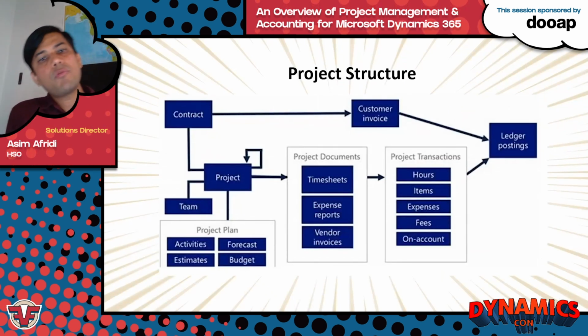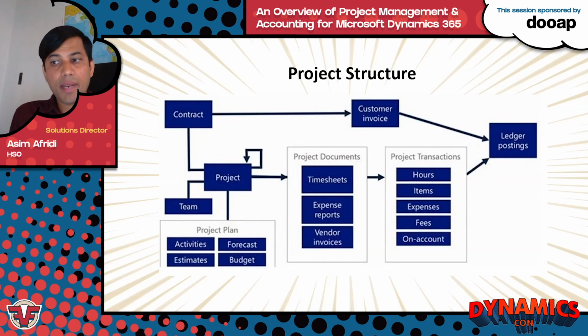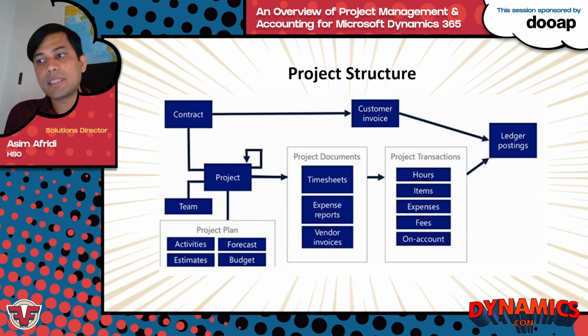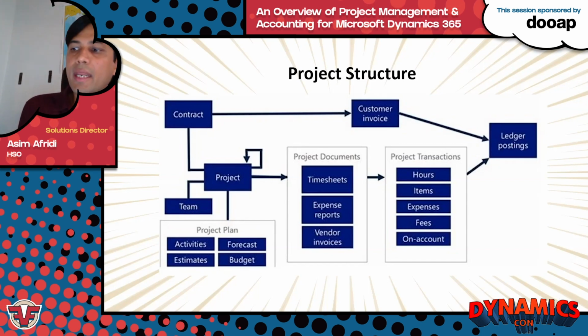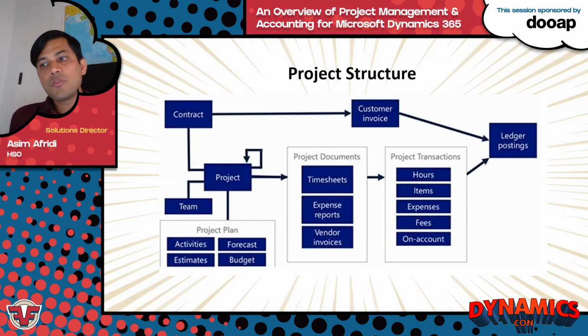So just to recap what we did in today's session. In today's session, we discussed project types, how we can go about creating contracts, even team a project. We discussed project planning aspects such as activities, forecasts, budget. We also covered project transactions, their types, and how to go about posting those to Ledger. So this sums up today's educational session on an overview of project management and accounting module.